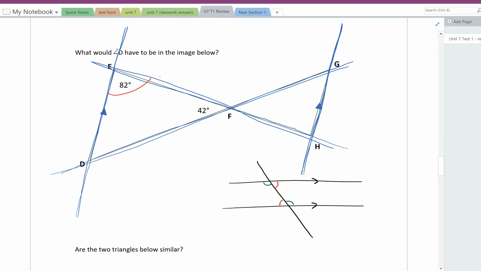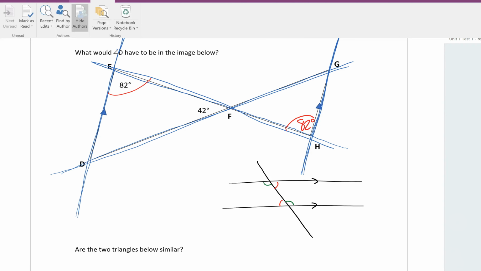So this angle right here is 82 degrees. What other angle is the alternate to 82? In other words, what angle is between the two parallel lines, but on the opposite side of the transversal that makes the 82 degree angle? Well, it would be this one right here. So since angle H is the alternate interior angle to angle E, this one is also going to be 82 degrees.